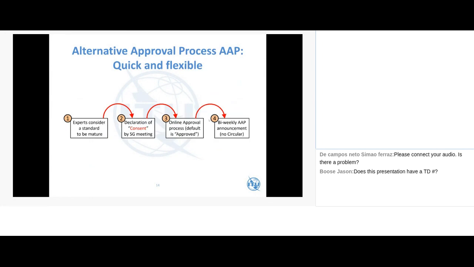And then because we have so many texts going through this process, rather than announcing the decision in a circular, we have a bi-weekly AAP announcement. And what this does, it lists all of the status changes of all of the texts currently going through AAP. So it could be launched into the level consent or last call, and then progresses through the different statuses until an approval decision is made.